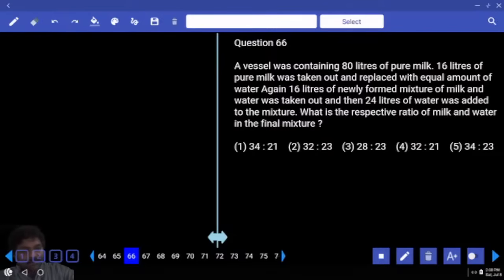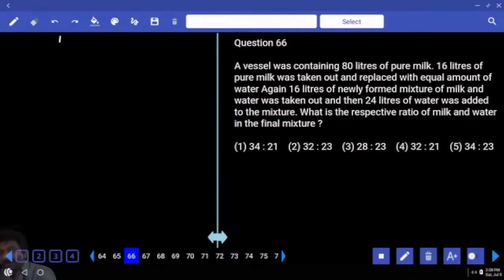A vessel was containing 80 liters of pure milk. 16 liters of milk was taken out and replaced with equal amount of water. Again 16 liters of newly formed mixture of milk and water is taken out. Then 24 liters of water is added. What is the respective ratio of milk and water?